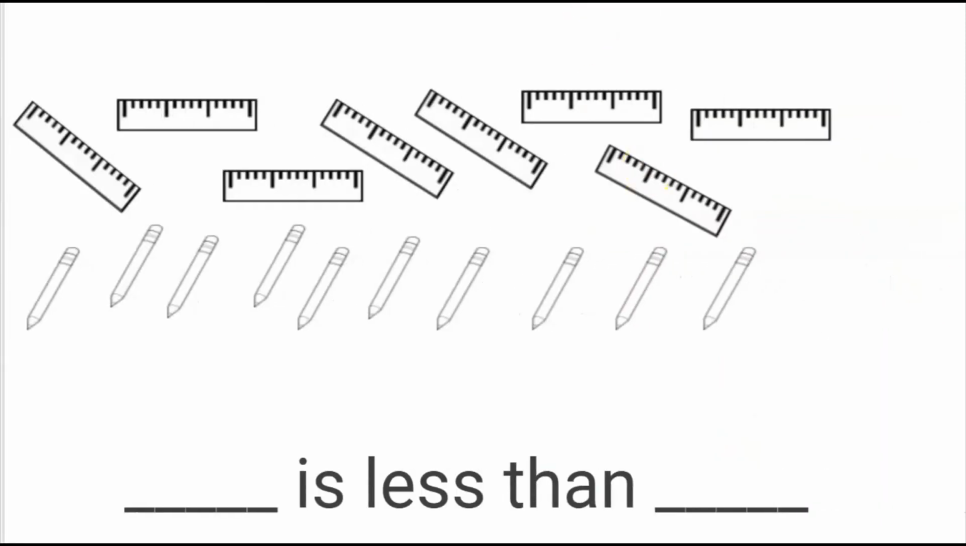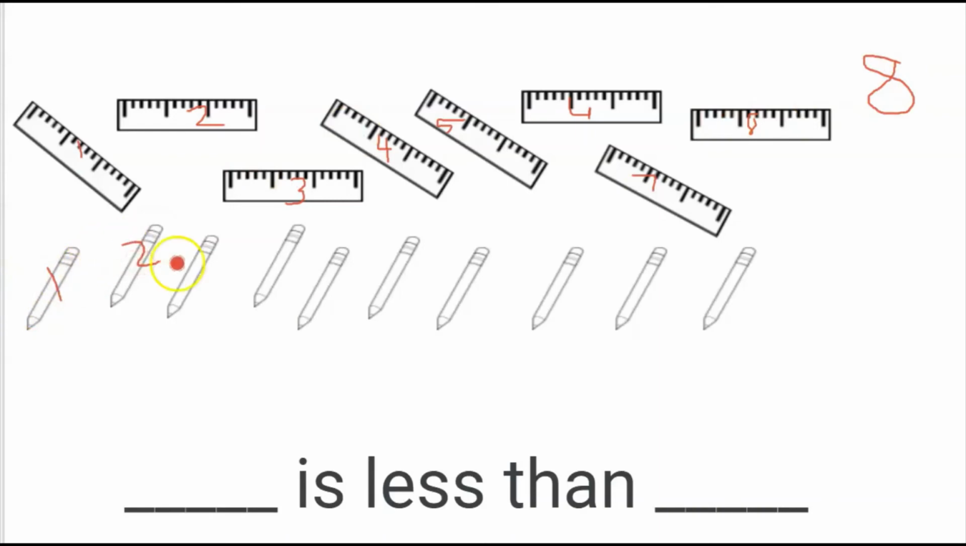Let's take a look at my rulers and pencils. Your teacher's going to pause the video. You're going to count the rulers, count the pencils, and then fill in the sentence: blank is less than blank. All right, let's count the rulers. 1, 2, 3, 4, 5, 6, 7, 8. We have 8 rulers. Let's see how many pencils we have.